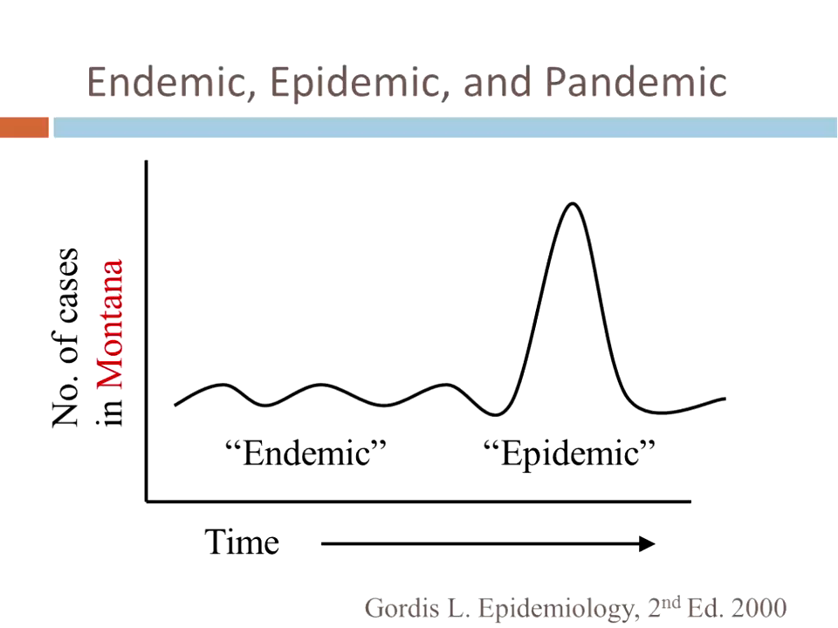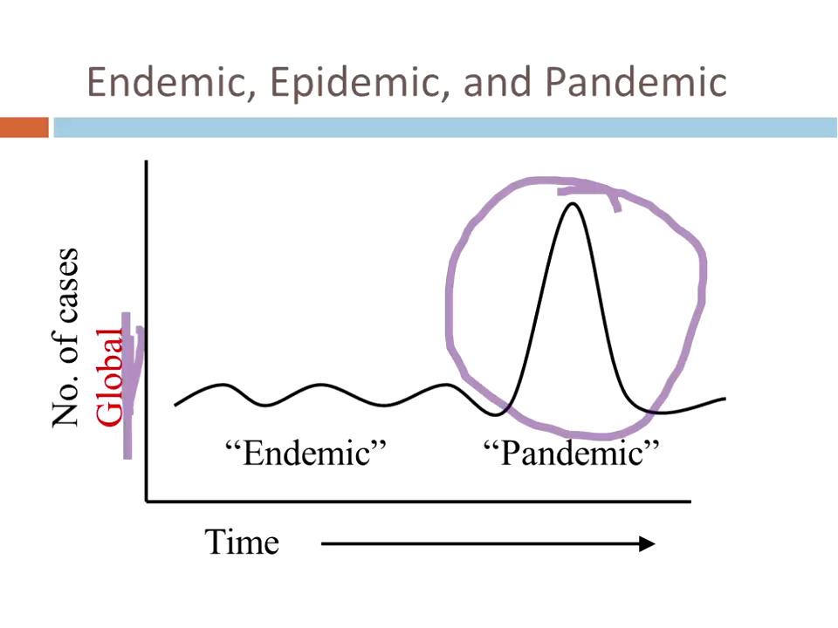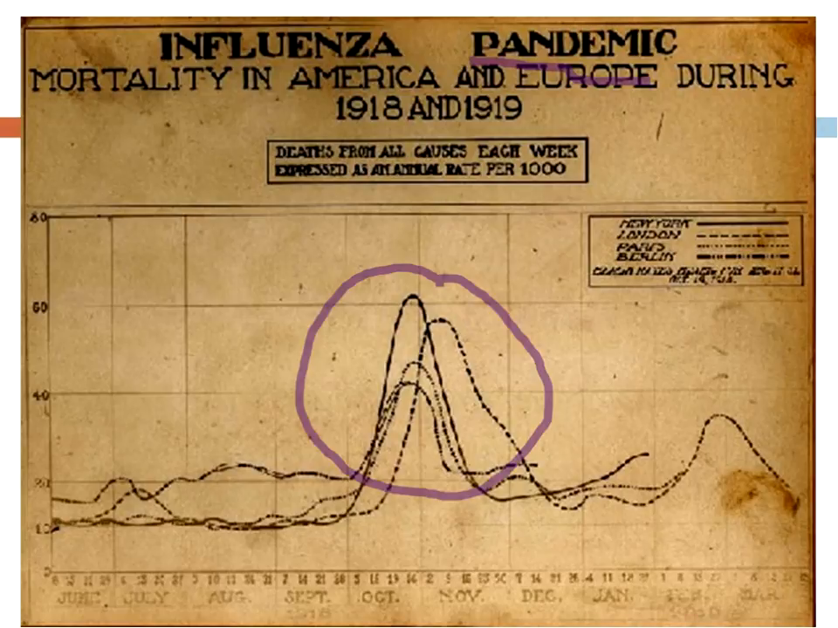You have a pretty stable level versus looking at an outbreak. And an endemic, again, versus a pandemic, is an epidemic that occurs on a global level. And this shows the influenza pandemic, plotting epidemics both in the United States and in Europe over time.